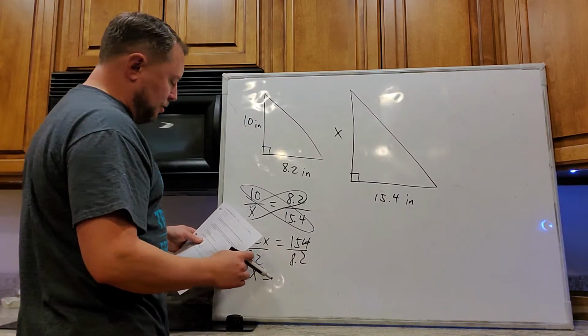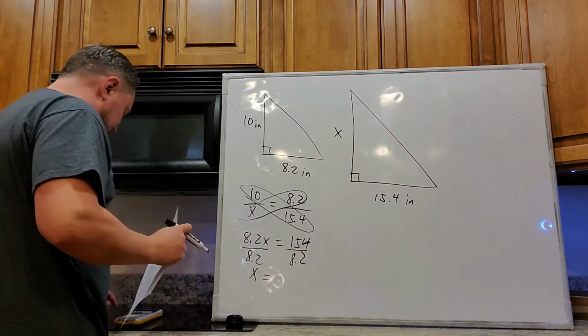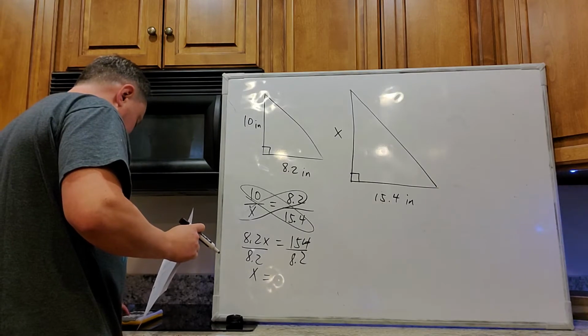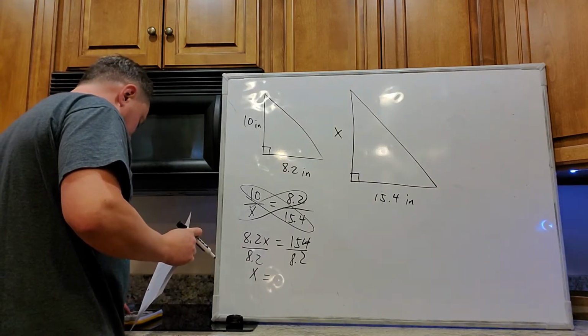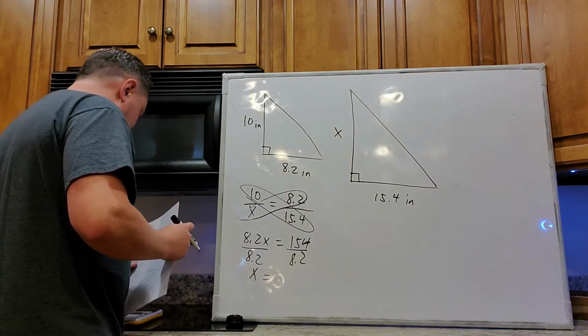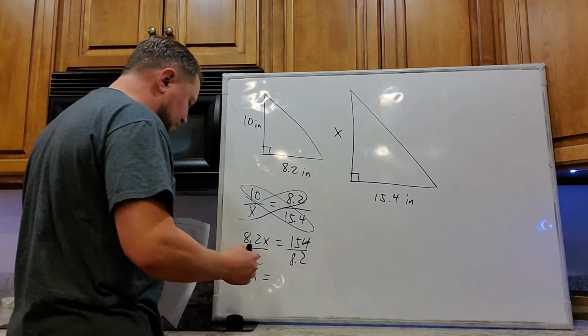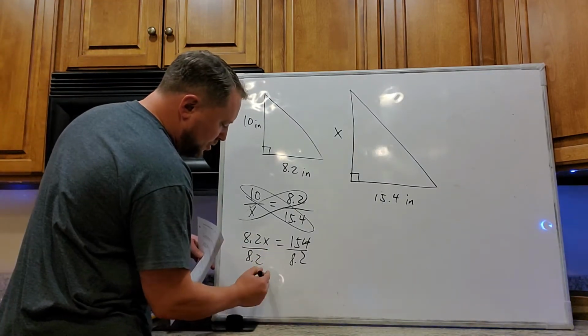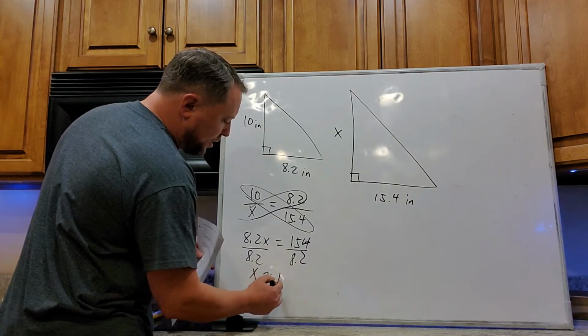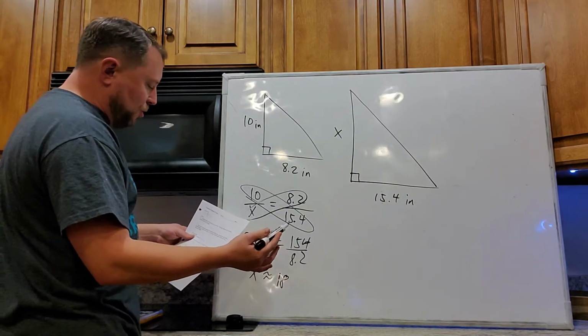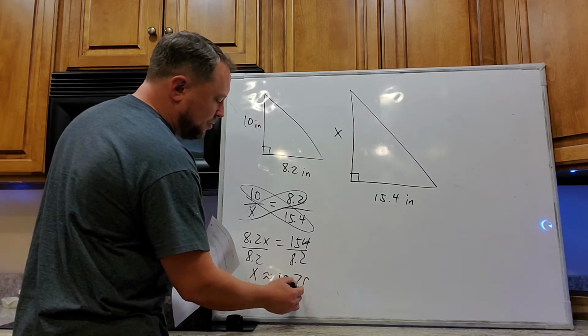If you divide that out, 154 divided by 8.2, you'll have to round this. It's a big long decimal. It's approximately 18.78.